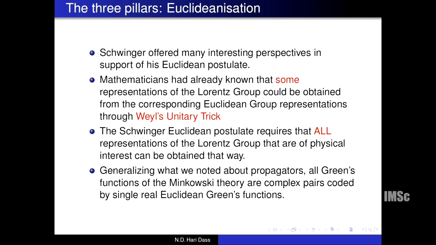So what mathematicians knew was that some representations of the Lorentz group you can obtain from some representations of the Euclidean group through what is called a Weyl unitary trick. But what Schwinger now says is that the Euclidean postulate goes further, and it says that all representations of physical interest of the Lorentz group can be obtained from suitable representations of the Euclidean group. Okay? So that's the full mathematical content of the Euclidean postulate.